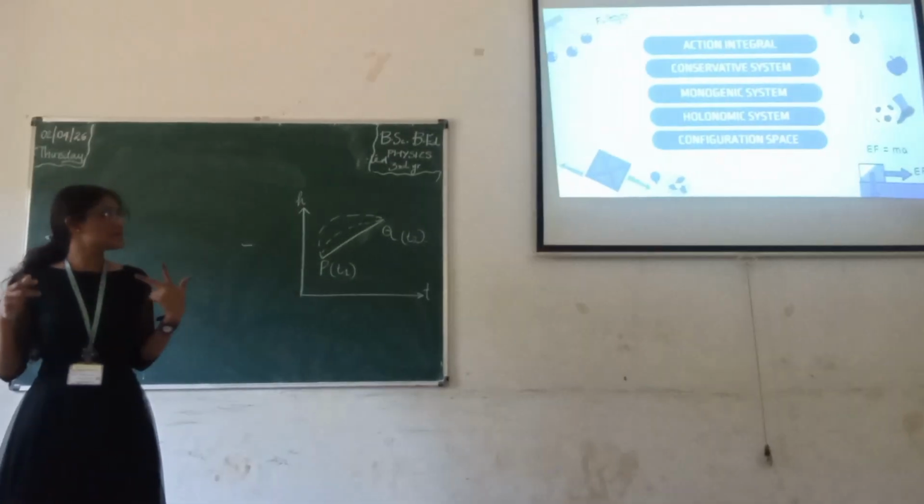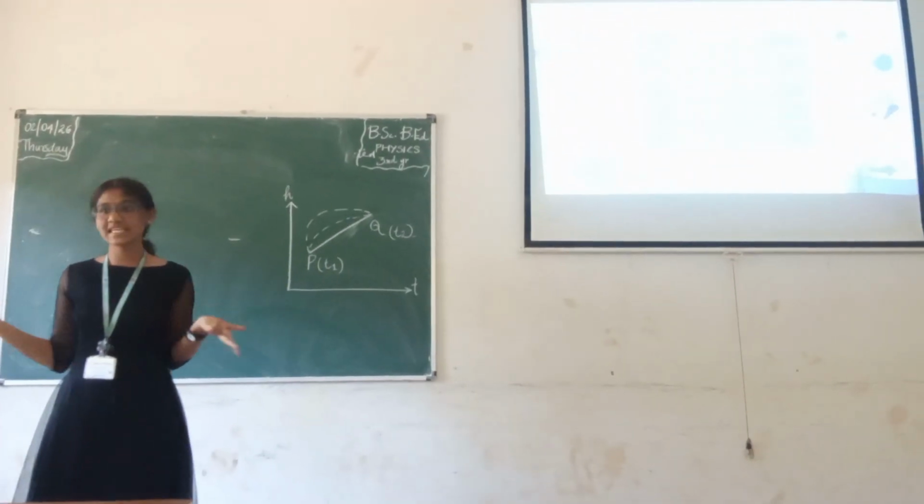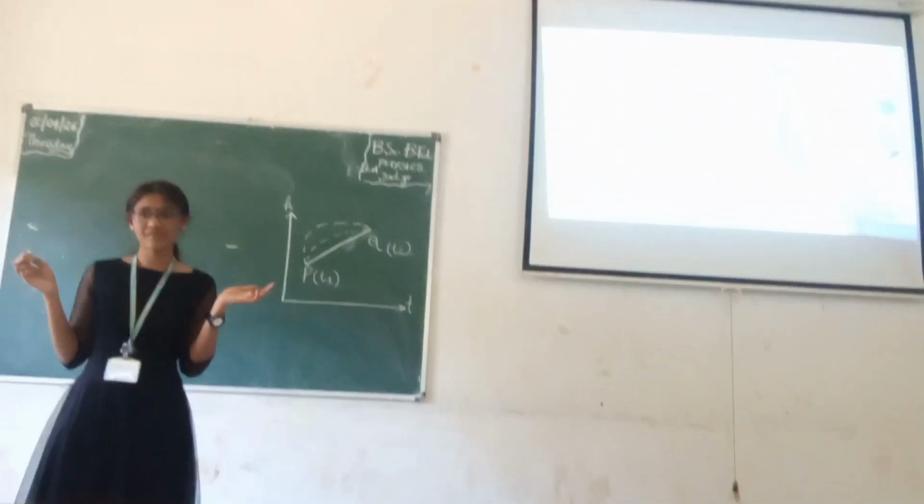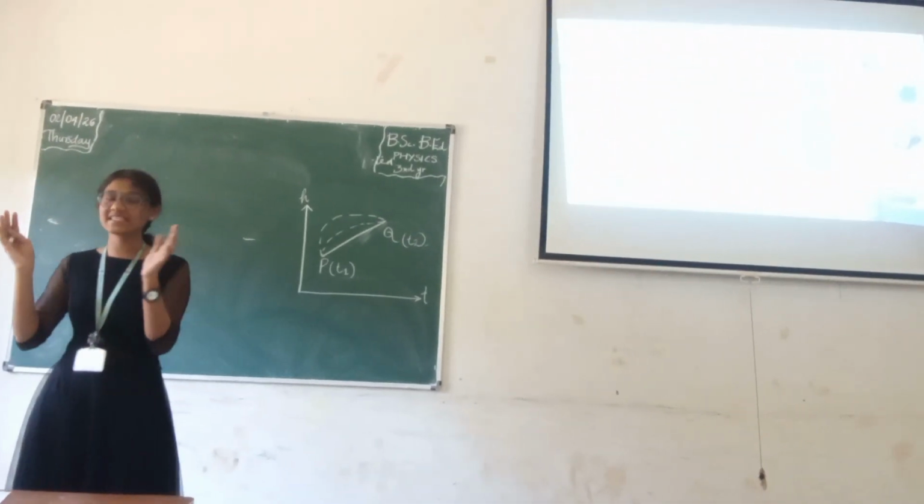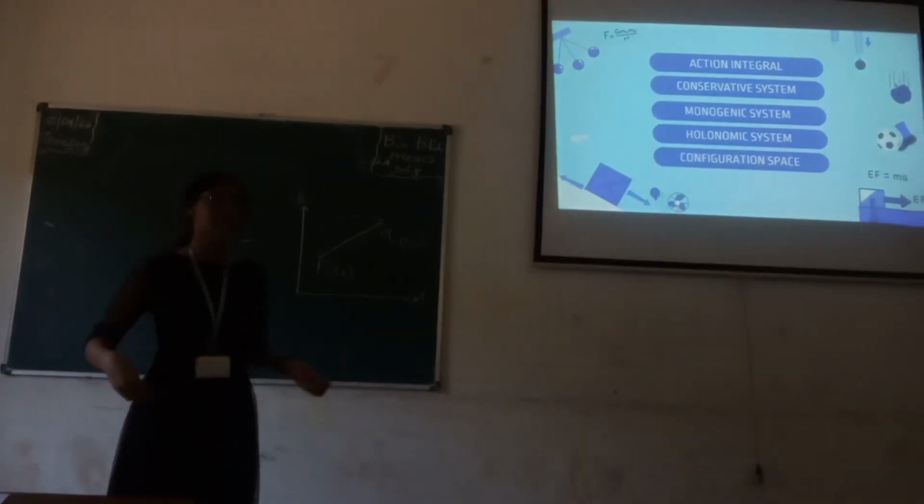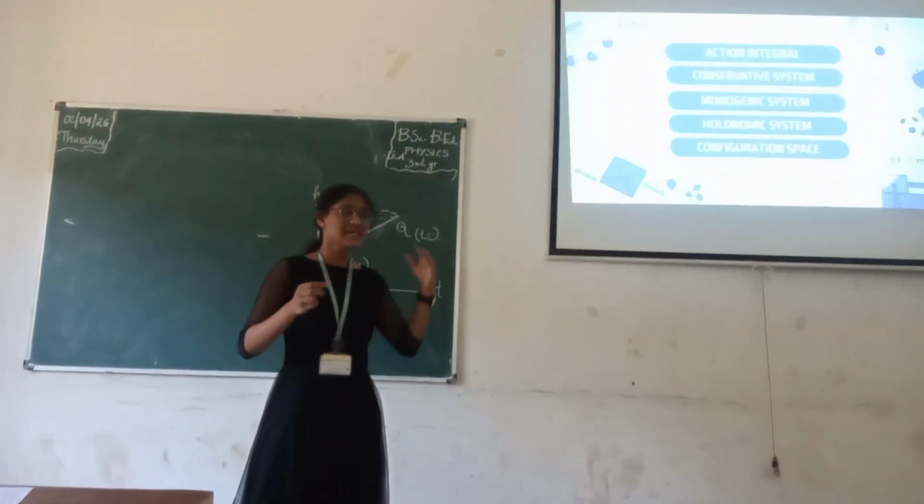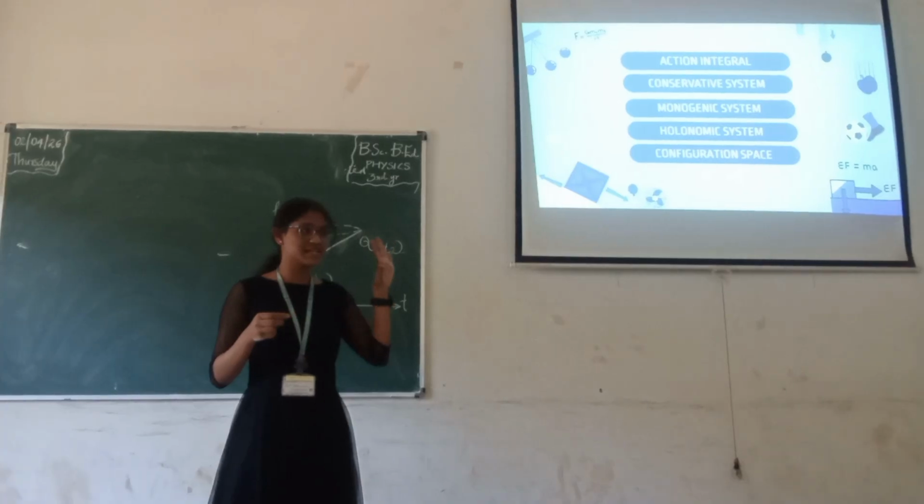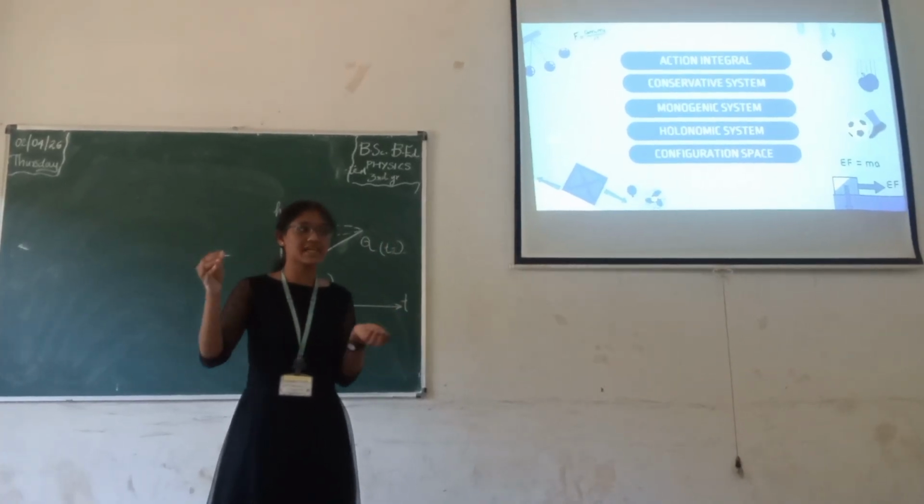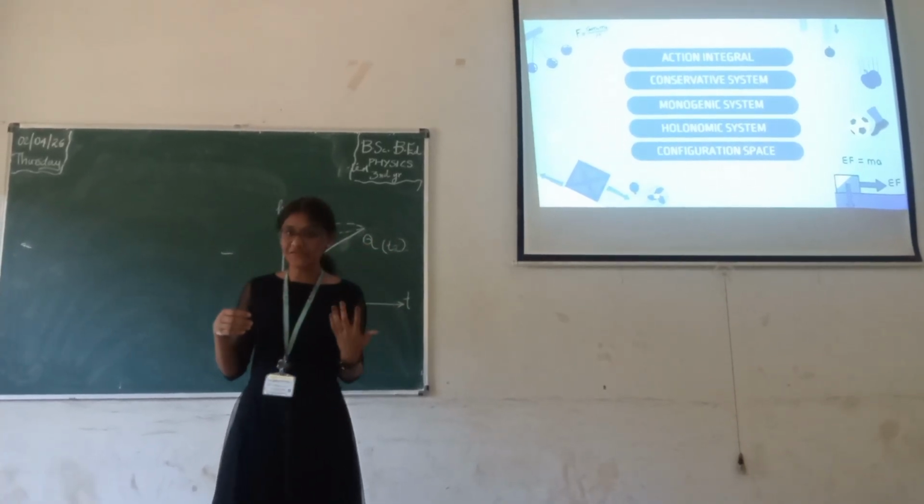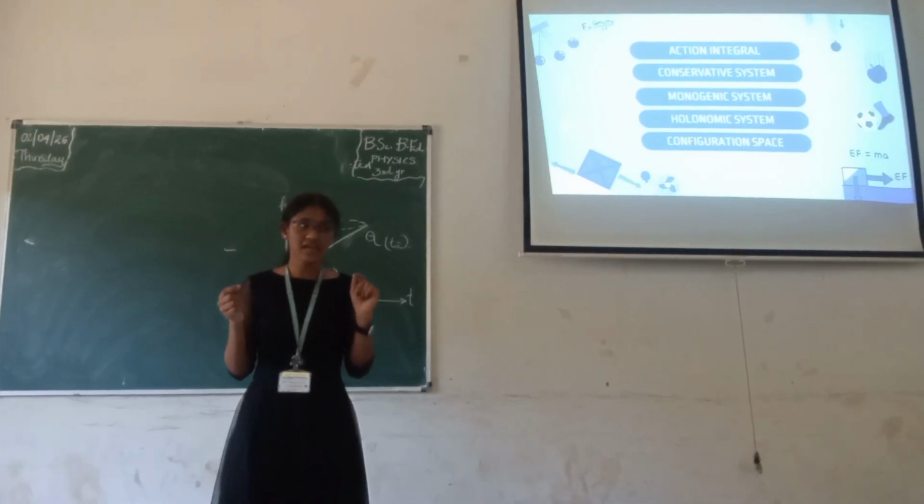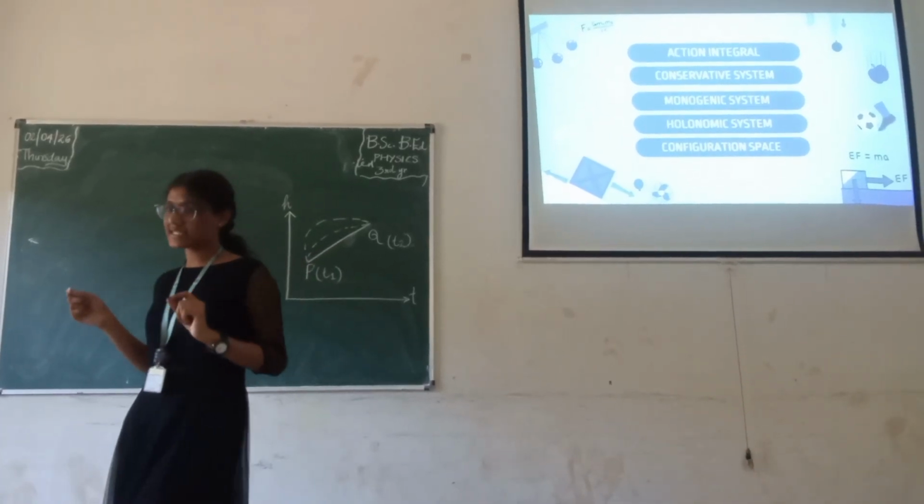The next one is a monogenic system. Do you know what a monogenic system is? It is a type of system wherein the forces acting over a system are derived from a single potential energy function. All the forces acting over a system are derived from a single potential energy function. So that is the monogenic system.